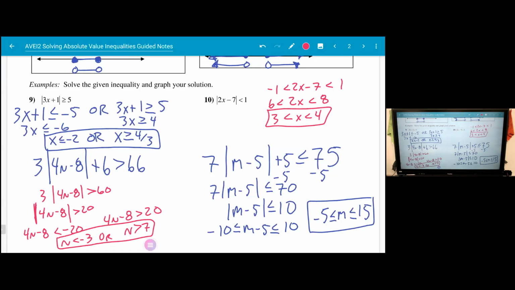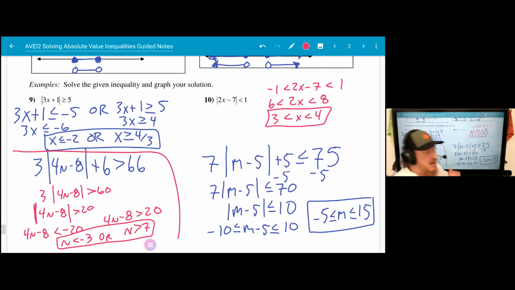All right, now that you're back, go ahead, take a look at number 10. You should have ended up with 3 is less than x, which is less than 4. And then for 10b, that other one down there, let me make sure we got this. This is the one here. We'll end up with n is less than negative 3 or n is greater than 7.